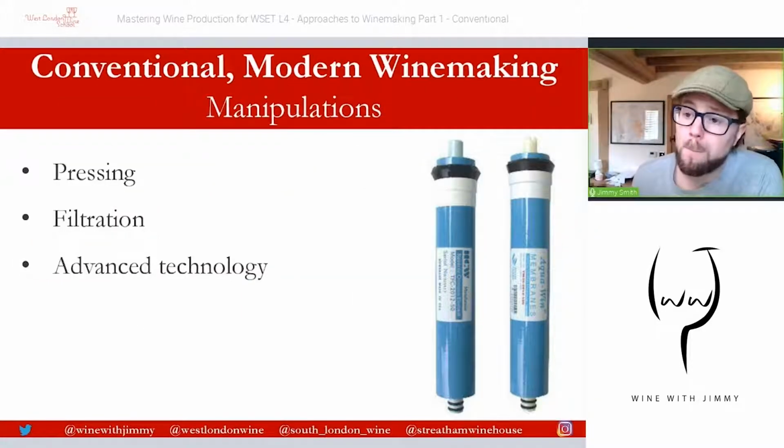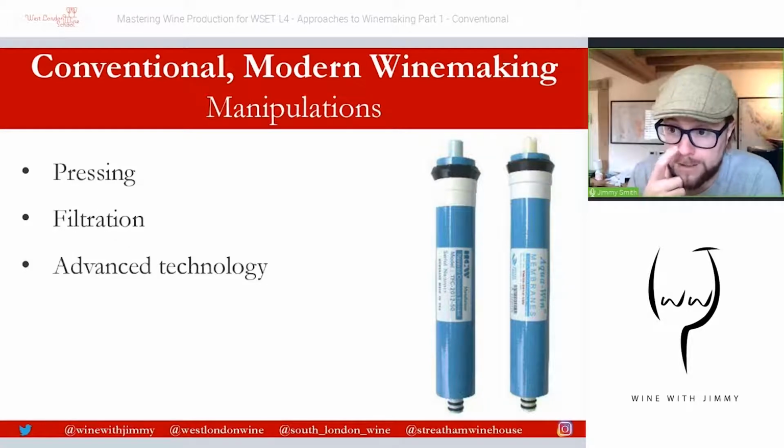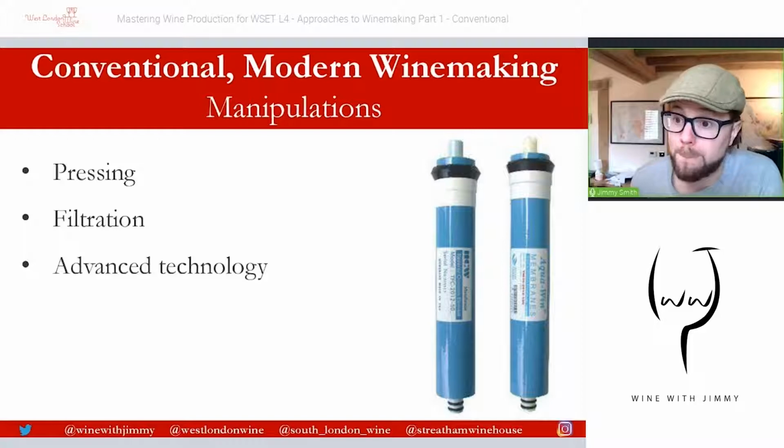And then something we call manipulations. Of course, we mentioned earlier that conventional and modern winemaking is really having a lot of control over the process. And that will encompass things like manipulations. So manipulations could be in the form of pressing, for example, simple pressing, things like pneumatic presses, which are common in wine regions around the world in medium to large scale wineries, and certainly those that can afford the initial investment.